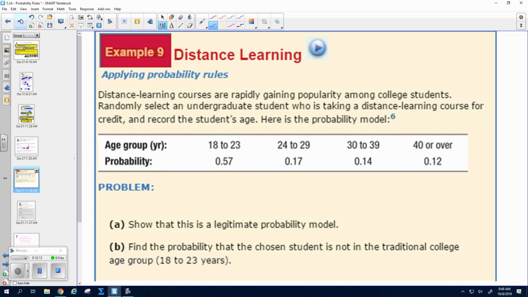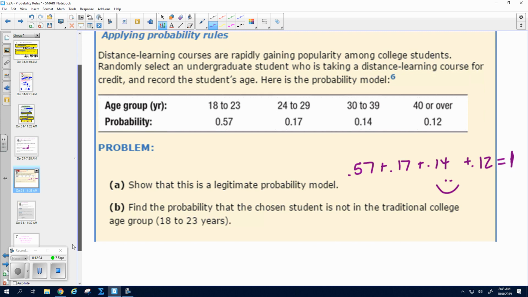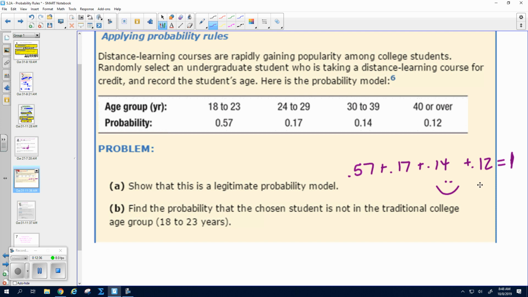So all you need to do to check that it's legitimate is add up 57%, 17%, 14%, and 12% and make sure it equals 1. Yes. Okay. Find the probability that the chosen student is not in the traditional age group 18 to 23 years old. All right, so probability not 18 to 23 years old.